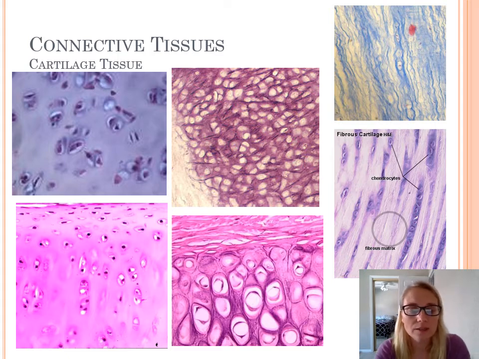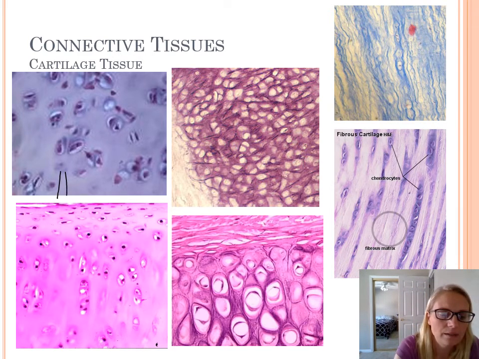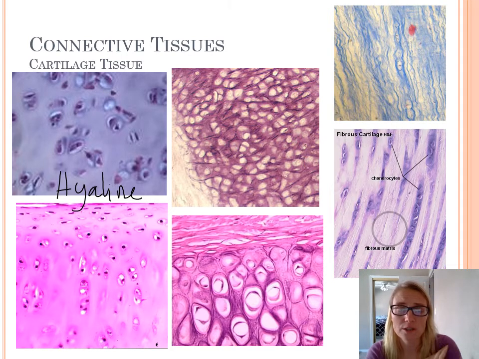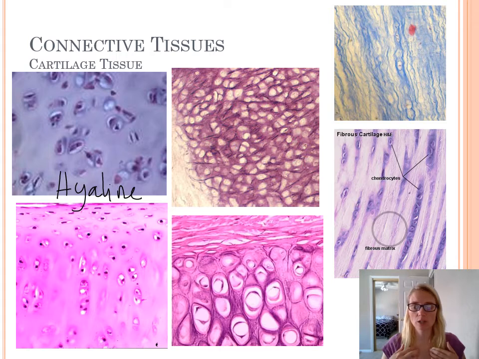All right, the next connective tissue is cartilage, and there are 3 types of cartilage that we're going to take a look at. The first type is called hyaline. Hyaline is the most common type of cartilage found in your body. It is what makes up the cartilage of your nose. It's the cartilage that is found on the ends of your long bones. It's the cartilage that makes up part of your rib cage. So it's very common.